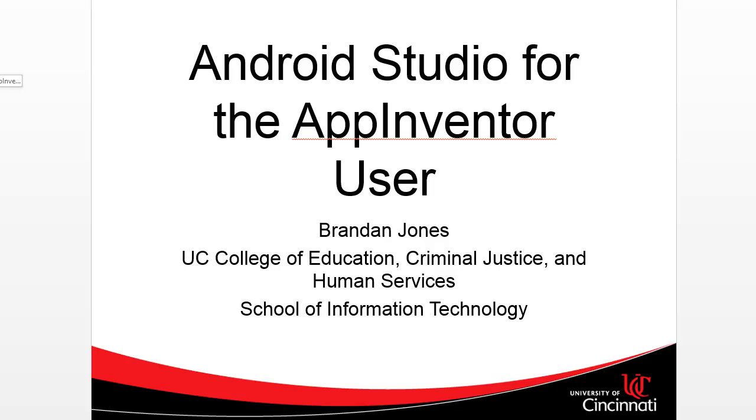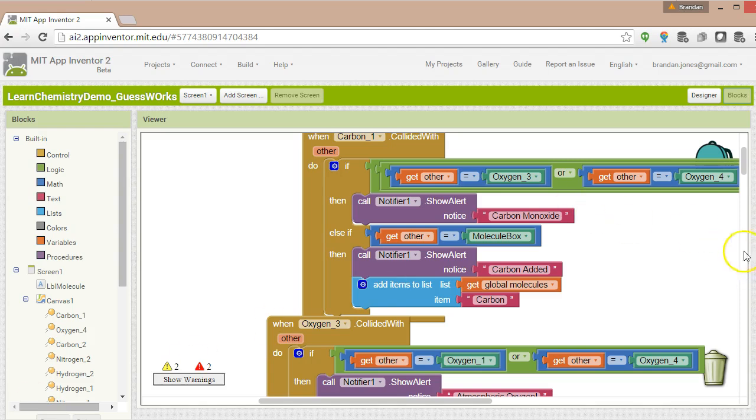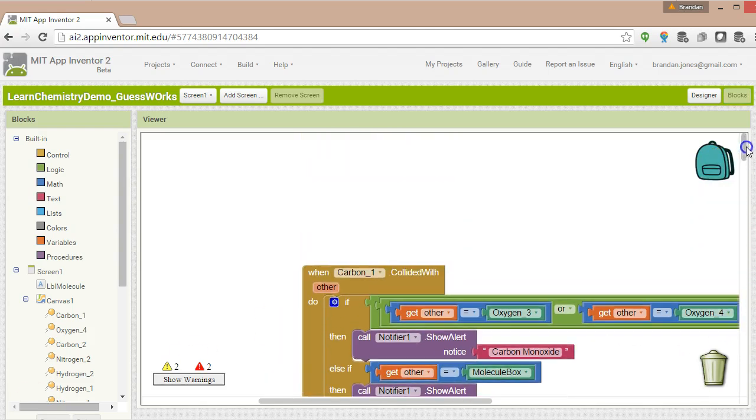In this video, we're going to continue with part 2 of Android Studio for the AppInventor user. This video series is meant as a transition if you've used AppInventor but not Android Studio and you have a need to use Android Studio. We're going to take a look at technical things now. Number 1, procedures, then initialization blocks, event handlers, calling another screen, if tests, and comparisons. A lot of the things that we saw in AppInventor in the blocks view.